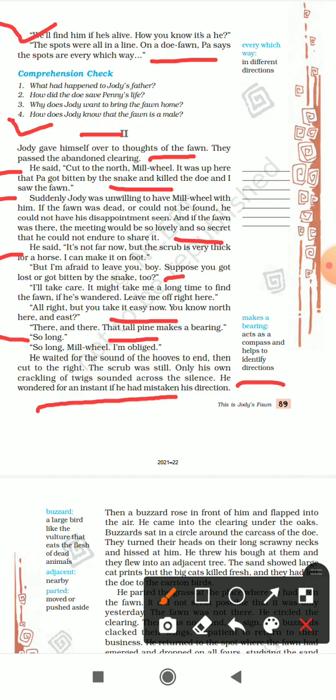So when Millville left, Jody was waiting for the sound of the hoofs, that means the sound of the legs of the horse, to end, and then he cut to the right. He was still passing through the jungle and he could not hear anything else. Only he was listening to the crackling of twigs sounded across the silence. That means he was listening to the twigs, you can say the branches of the trees. Because of the air, anyone can hear the sound of that only. And Jody was also thinking at the time that he might forget the directions.